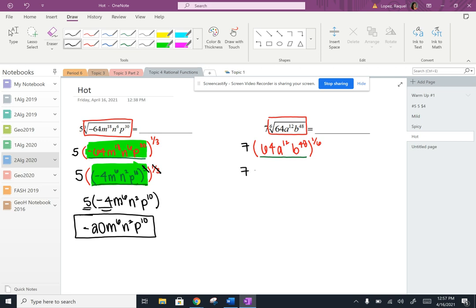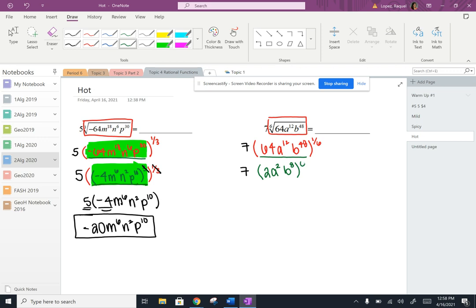Okay, so I'm going to write this as 7 and I'm going to open up a set of parentheses in green here. So I know 2 to the 6th is what I'm going to be looking for. Whoops, I'm sorry, 2, because 2 to the 6th is going to give me 64. And then I can just divide the exponents by 6. So 12 divided by 6 is 2, so this is going to be a squared. And then 48 divided by 6 is 8, so this is going to become b to the 8th.